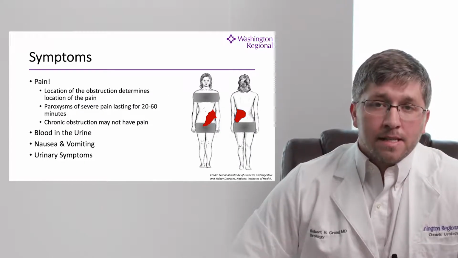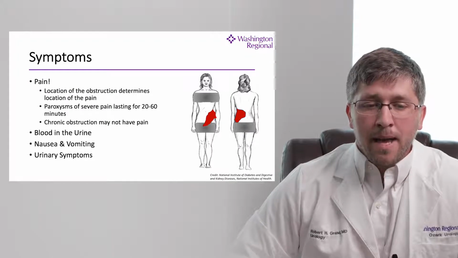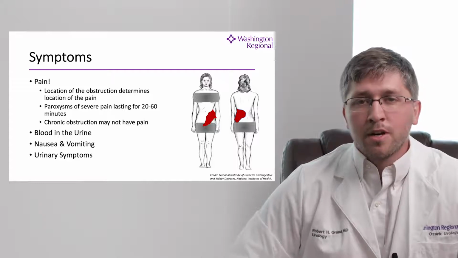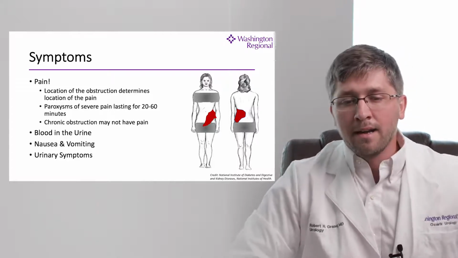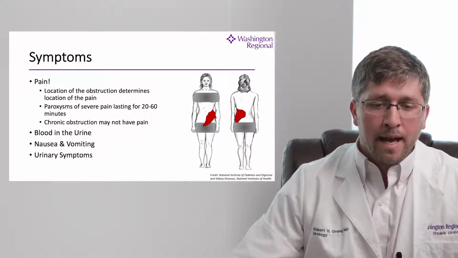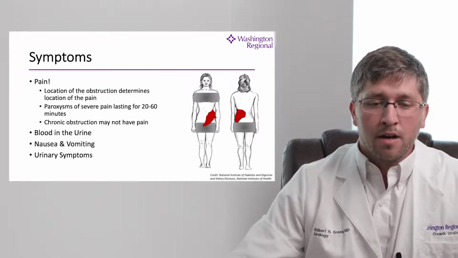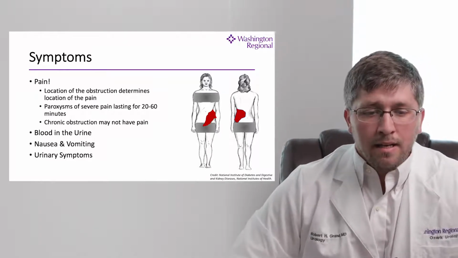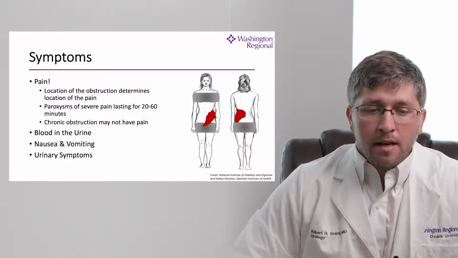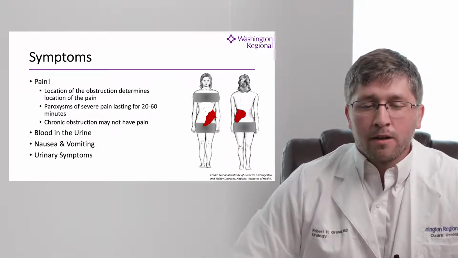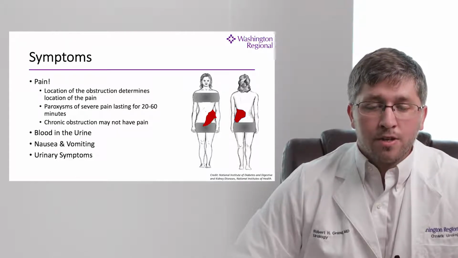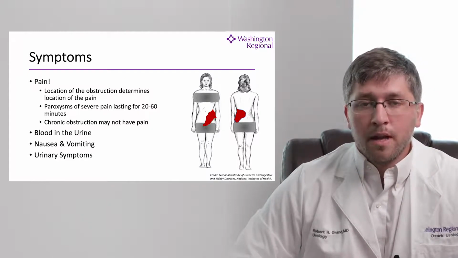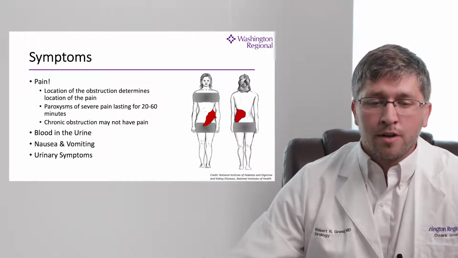Pain is the most common symptom associated with kidney stones. The location of your pain is determined by the location of the obstruction. Obstruction higher up in the kidney typically causes pain in the back, while pain lower towards the bladder can cause symptoms down in the pelvis. Symptoms usually come in waves, and it's also important to note that chronic obstruction may not cause any pain. So just because you don't have pain doesn't necessarily mean you don't have a kidney stone. Other symptoms include blood in the urine, nausea and vomiting, and urinary tract symptoms.